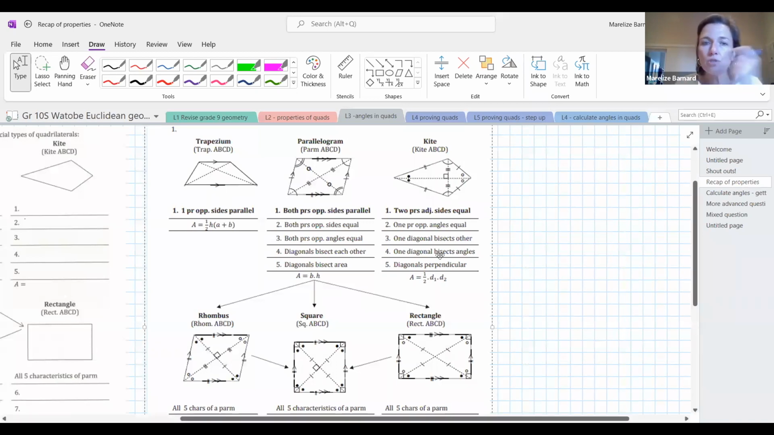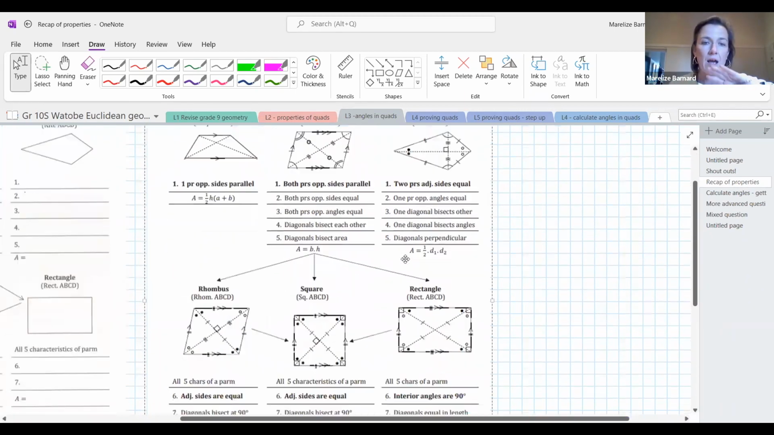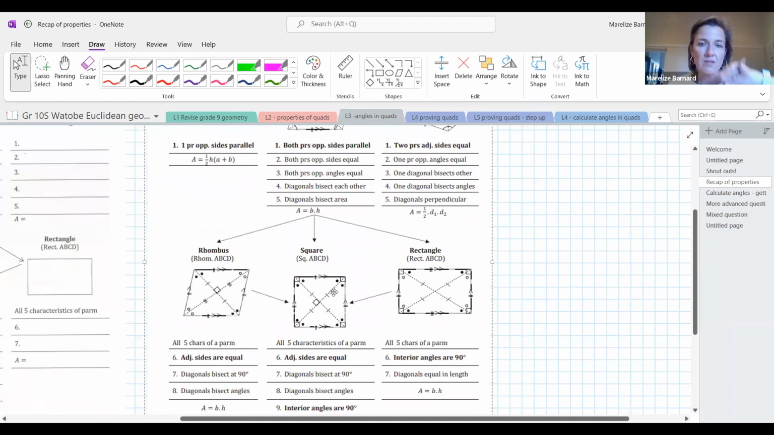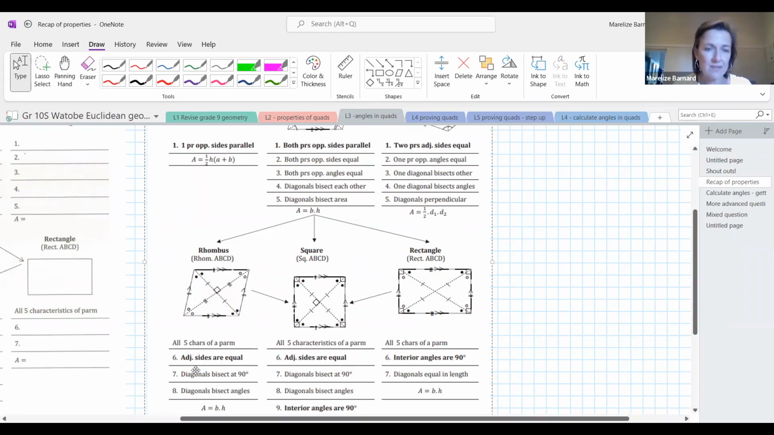Then the kite, two pairs of adjacent sides are equal. And the way that you can remember this now is that we've got trapezium, parallelogram, kite. And all of these that follow, rhombus, square, rectangle, they are also parallelograms, but they are special parallelograms. So the rhombus has all the properties of a parallelogram plus the ones that are listed underneath it. The adjacent sides are equal, the diagonals bisect at 90, and the diagonals bisect the angles.